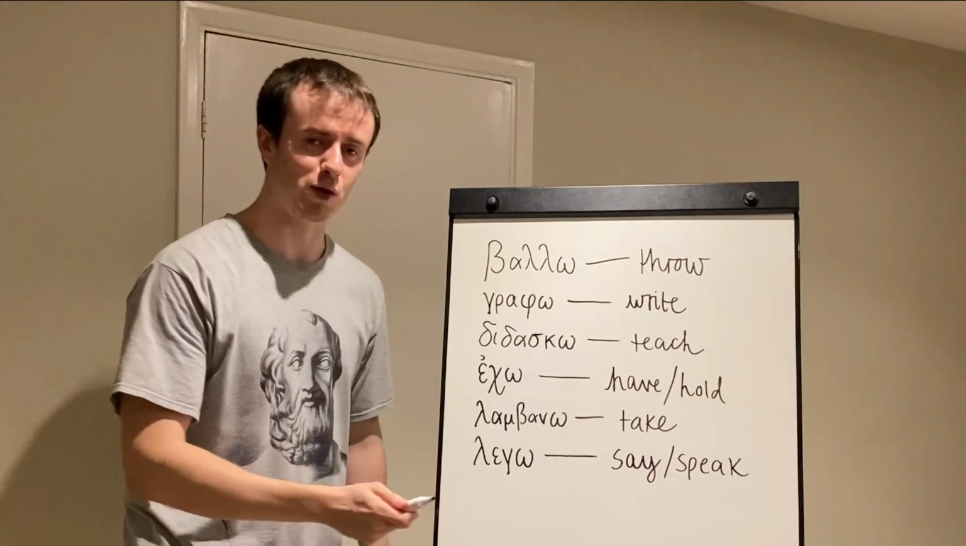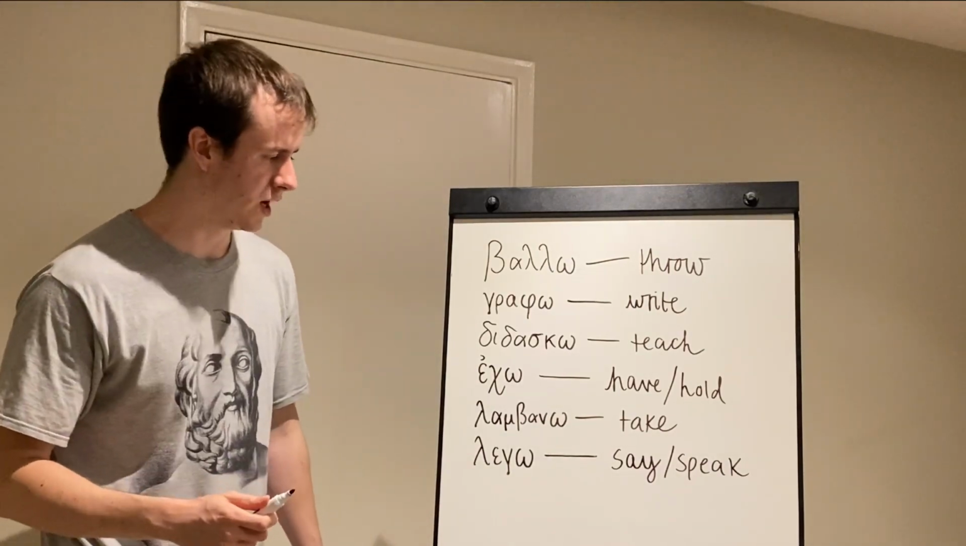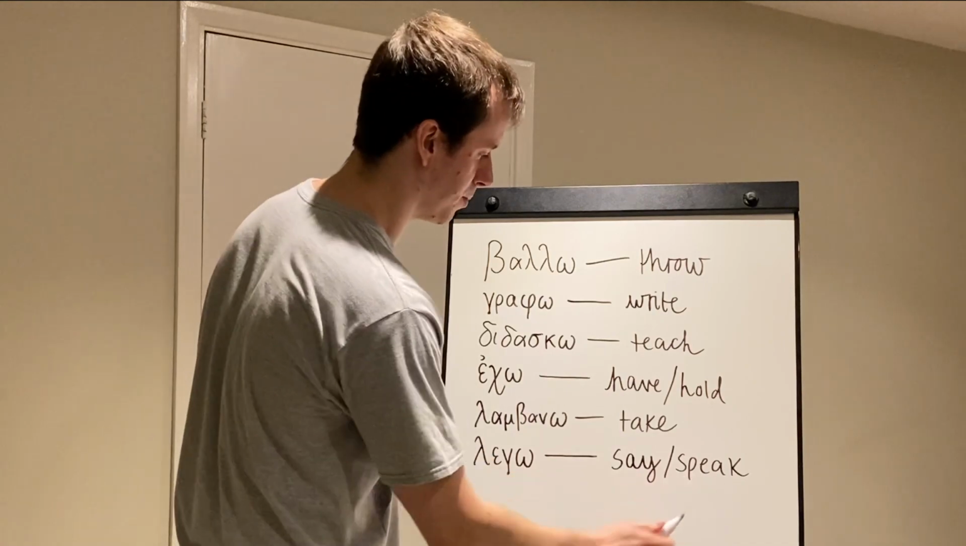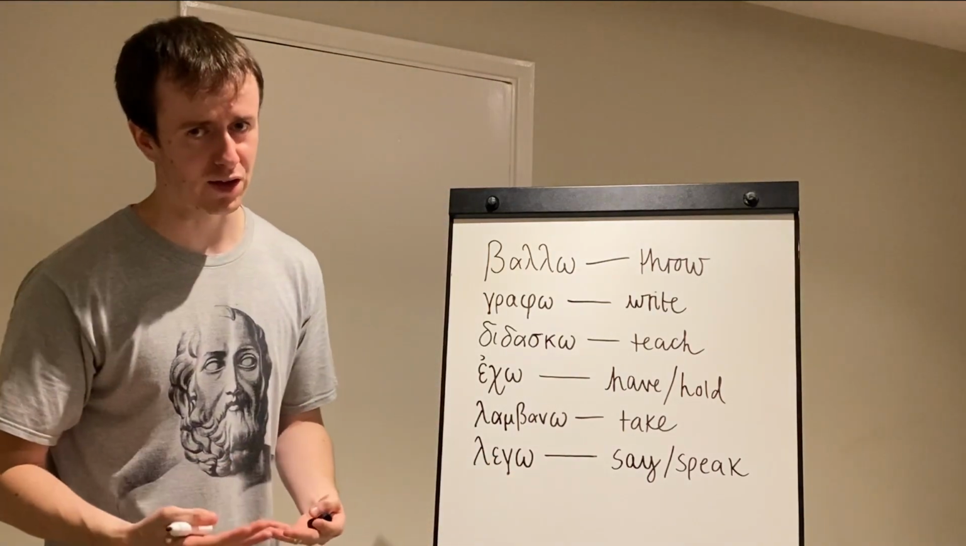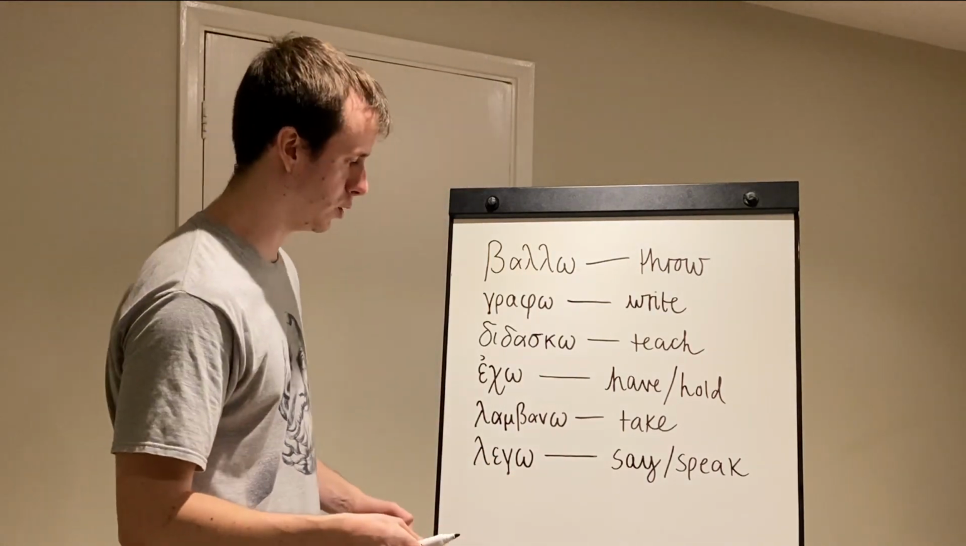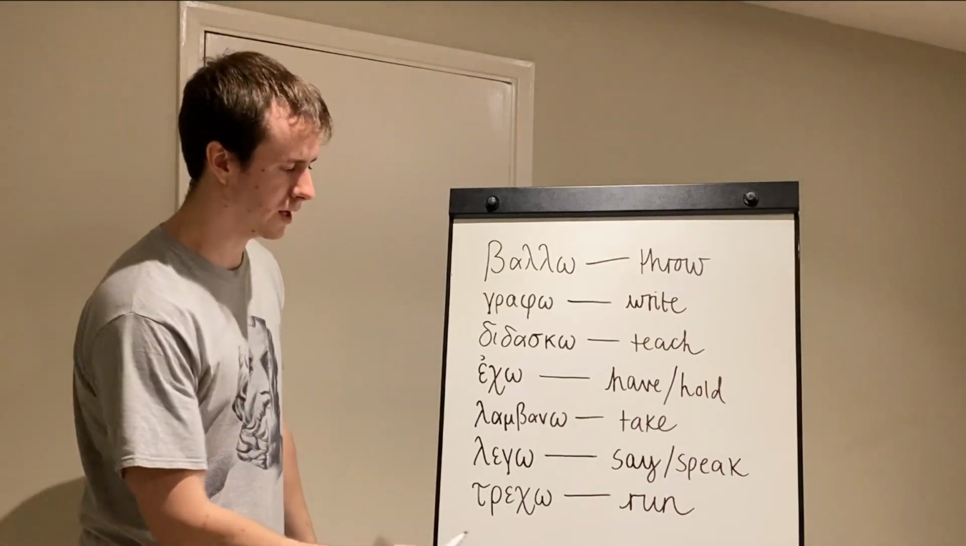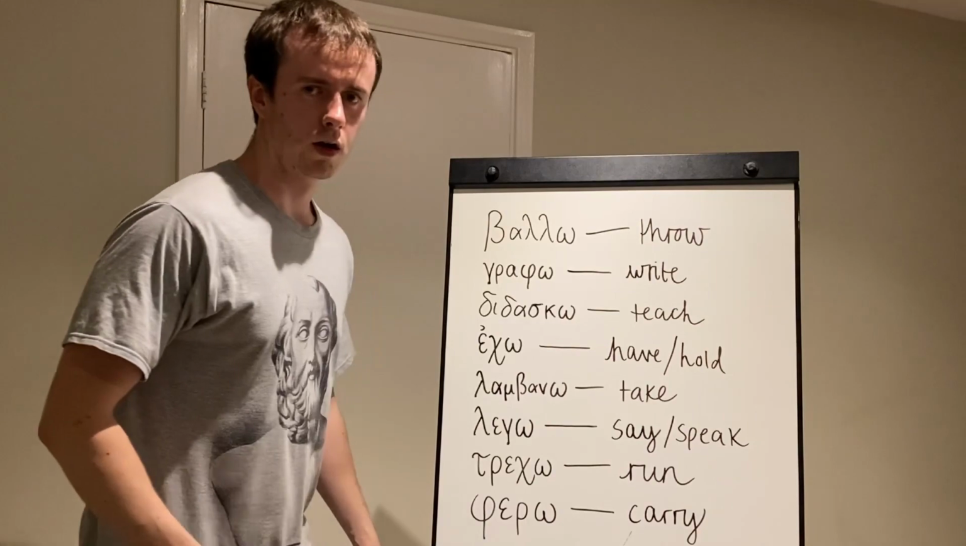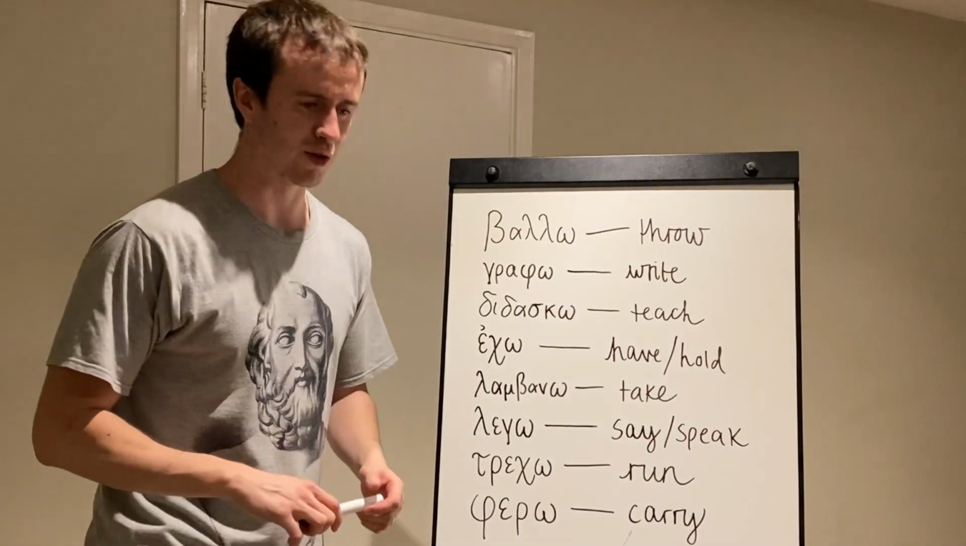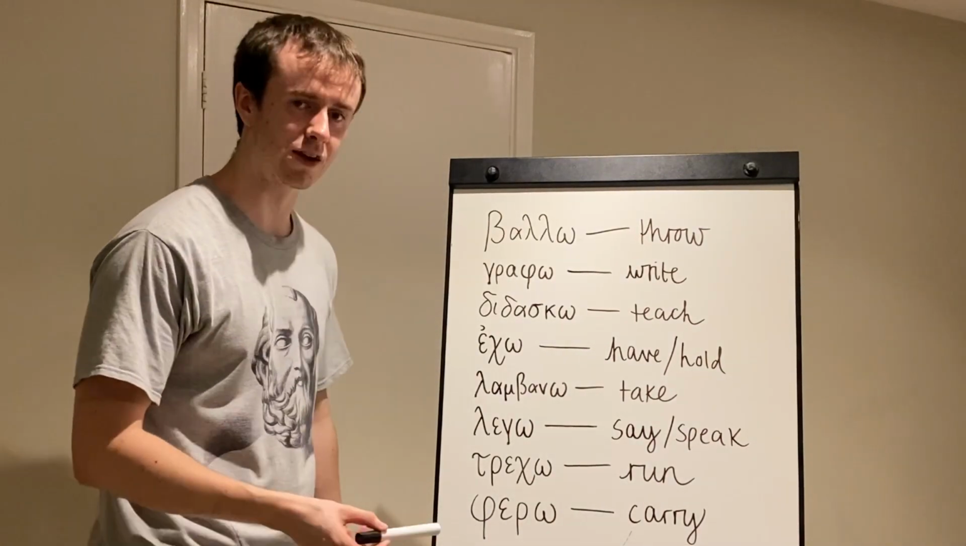The sixth verb I want you to know is legor. Legor means to say or to speak. Once again, both of these meanings are fundamental, and that's why I'm giving you 2 here. The seventh verb I want you to know is trachor, meaning to run. Finally, the 8th verb I want you to know is perro, meaning to carry.